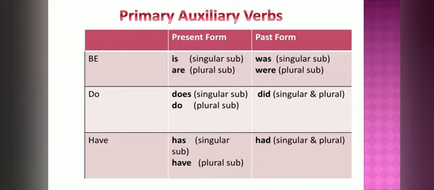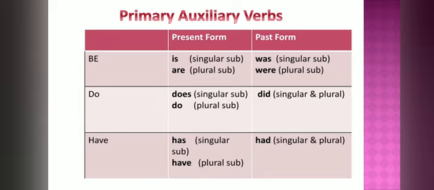The three forms of the primary auxiliary verbs are be form, do form and have form. Be form has two present forms. One is is, another one is are. Is is used for the singular subject, are is used for the plural subject. The past form of the be verb is was and were. Was is used with the singular subject, were is used with the plural subject.